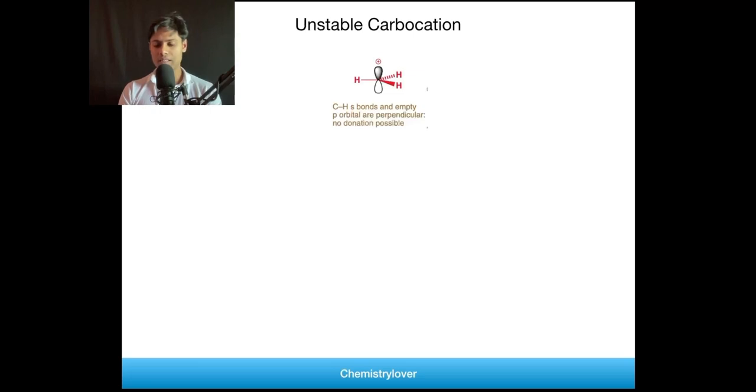Now let us see some unstable carbocations. The most unstable carbocation would be this one, this methyl carbocation, because you don't have any inductive effect, hyperconjugation or any type of conjugation. So generally you cannot generate a methyl cation, it is quite unstable, very much unstable.